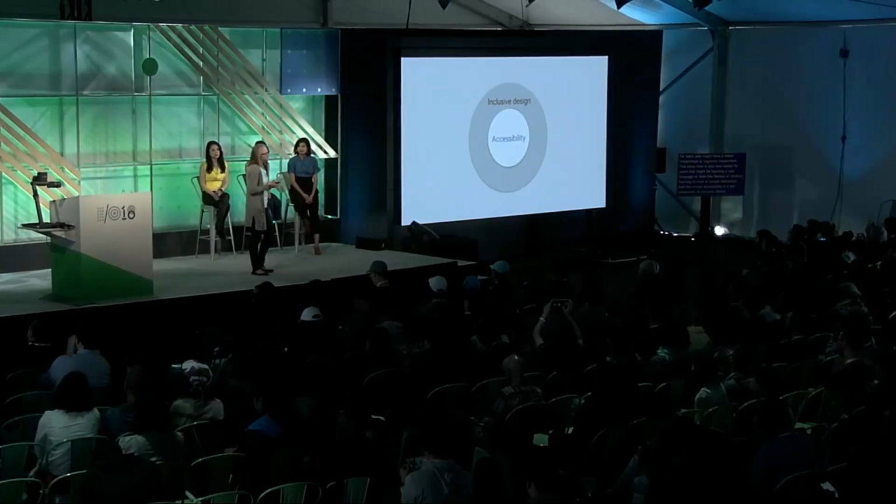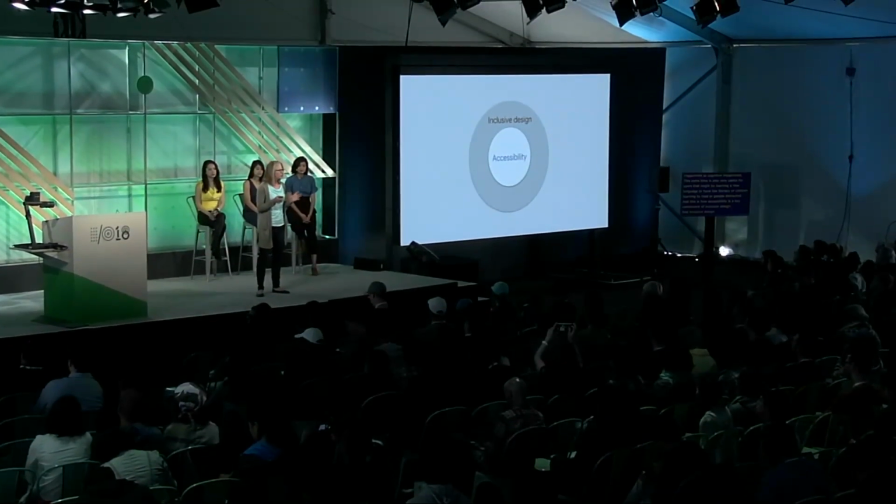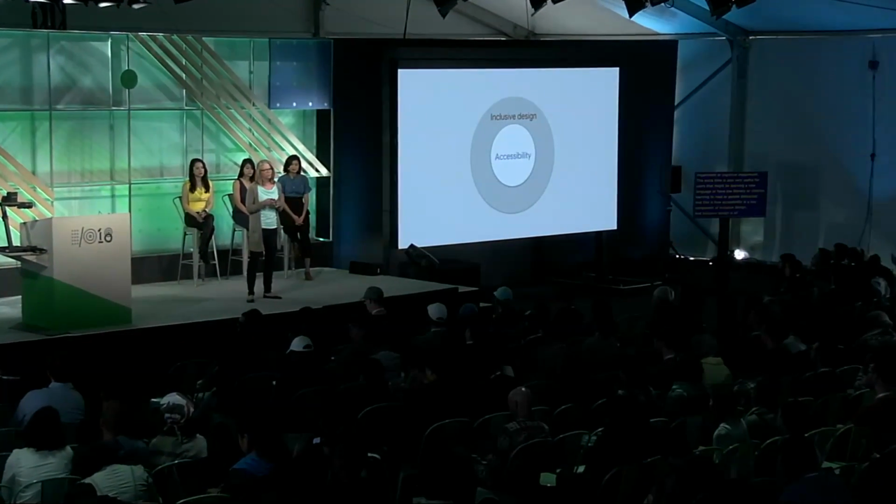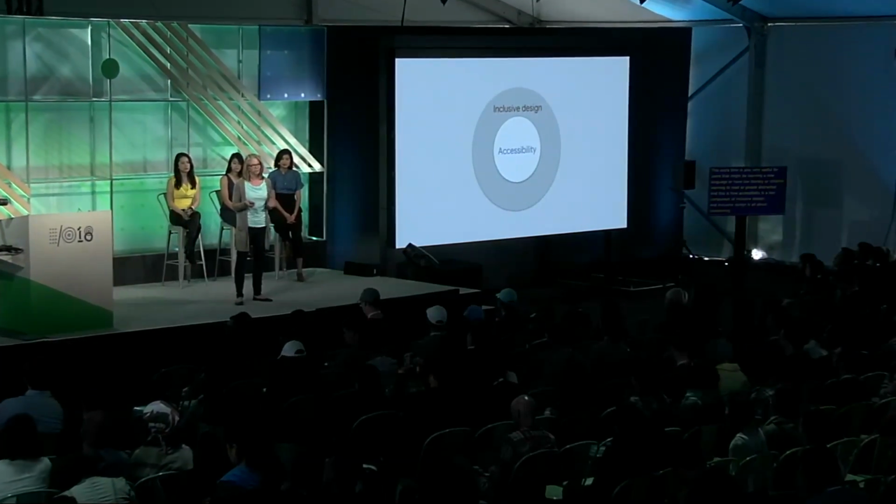Inclusive design is all about considering the wide range of human abilities. We think of age, gender, ethnicity, and others. And as you can see, accessibility overlaps significantly with these areas as well. And that's why we feel like accessibility is a really clear starting point.